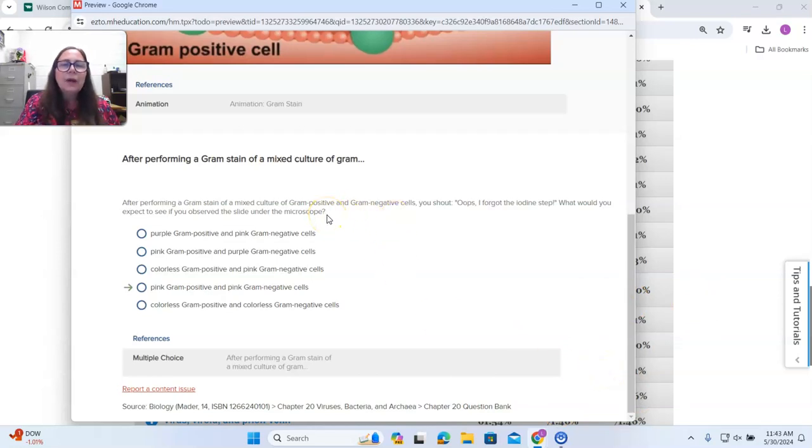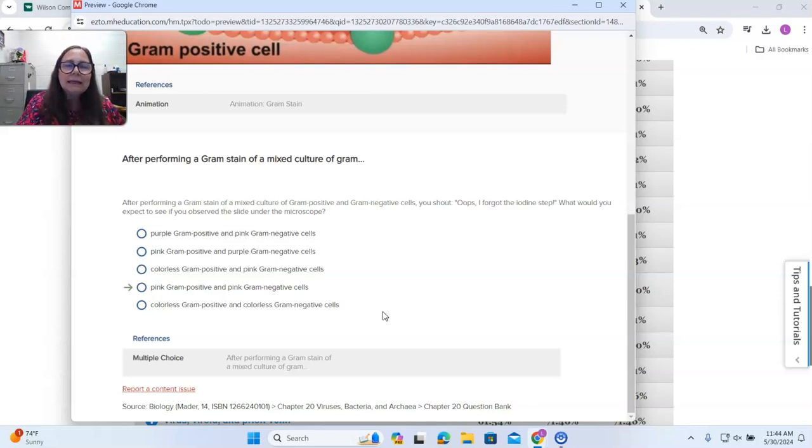Okay, so basically, since you did not add the iodine, when you do the decolorizing step, all of that crystal violet's going to wash off of the bacteria and the slide, and it's just going to be gone. So what's the last thing you do? After the decolorizer, you add safranine. Well, safranine is going to make the cells appear pink. Safranine actually is absorbed into both types, the gram-positive and the gram-negative. So what you would see is pink gram-positive cells and pink gram-negative cells, because both types of bacteria would absorb the safranine stain.